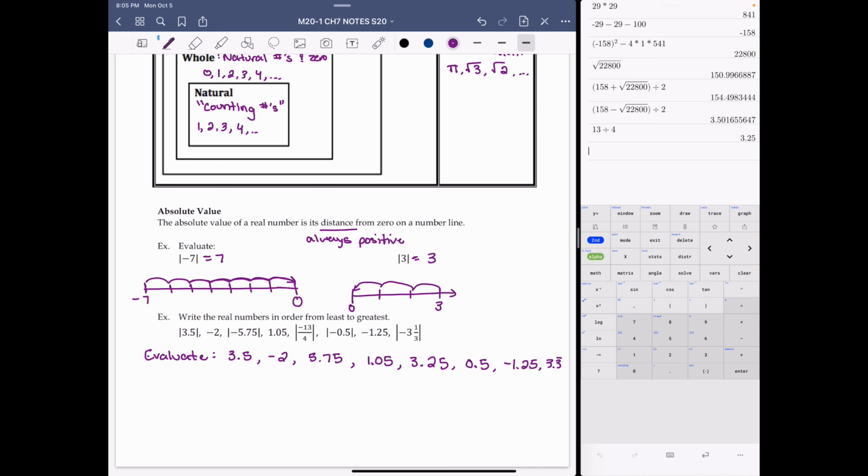Now that we've evaluated, we can order them. We're ordering from least to greatest. What is our smallest number? We have a couple negatives in here. So our smallest number is negative 2. Then we have another negative, so I'm going to cross them out as I go. We have negative 1.25.